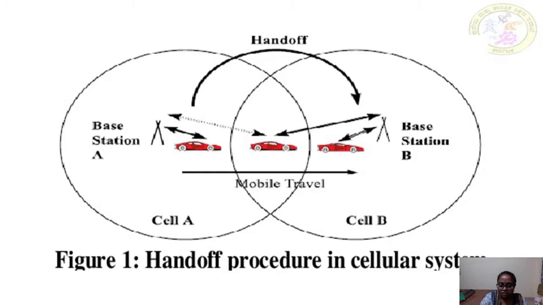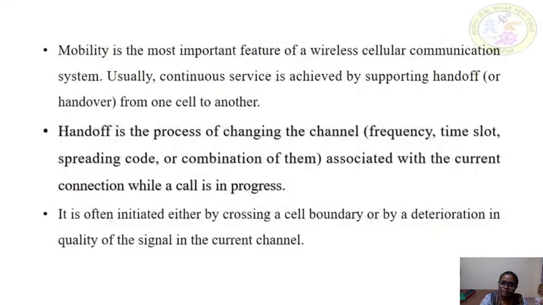We can discuss this in the next slide. Mobility is the most important feature of a wireless cellular communication system. Usually, continuous service is achieved by supporting handoff or handover from one cell to another. Handoff is the process of changing the cell associated with the current connection while a call is in progress. It is often initiated either by crossing a cell boundary or by deterioration in the quality of the signal in the current channel.